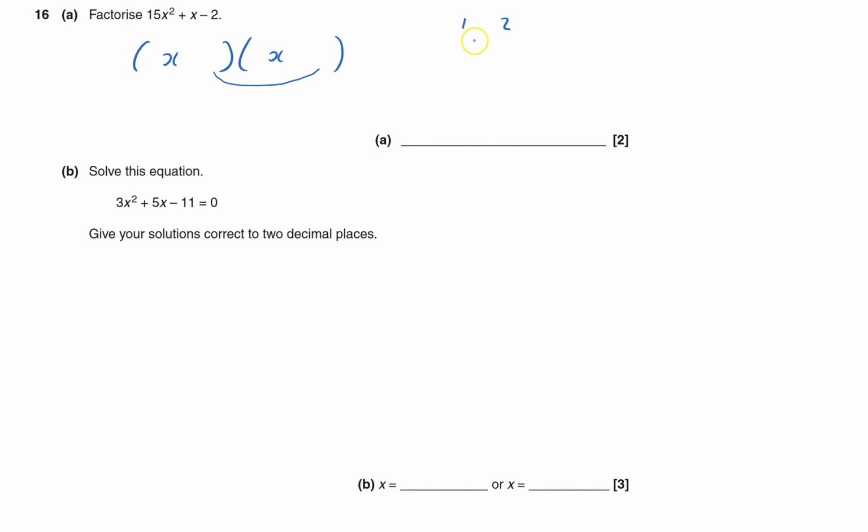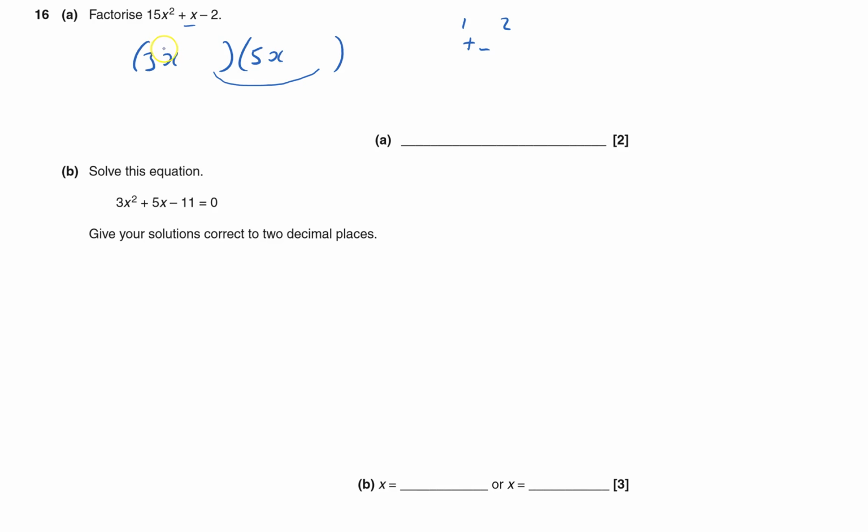So it's going to have to be 1 and 2, and one's going to be positive and one's going to be minus. So that's good to start off with. And it's only 1 here. 15, it could be 1 and 15. I don't think it's going to be that because it's close. I'm going to go with 3 and 5, like that.